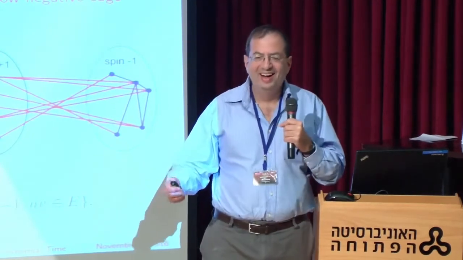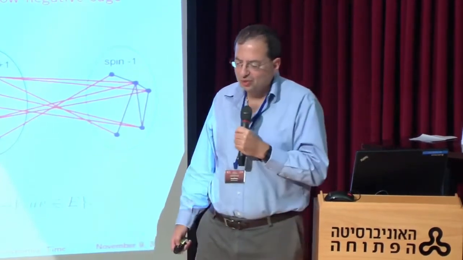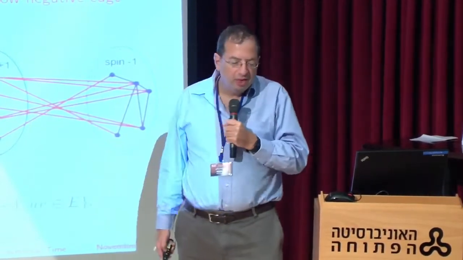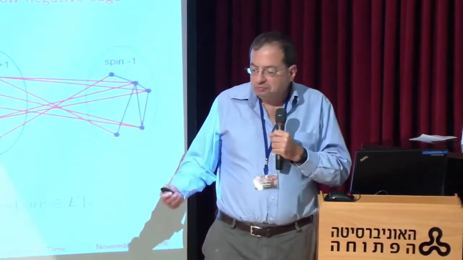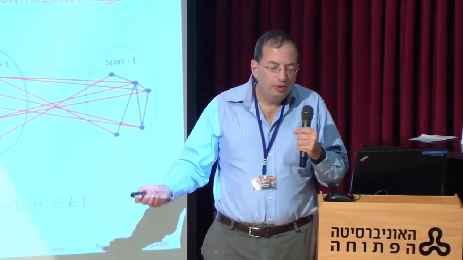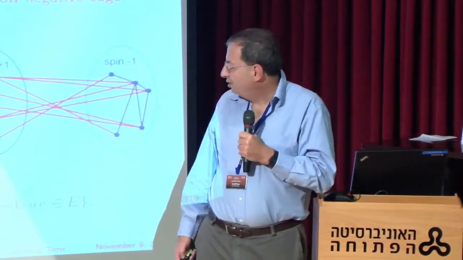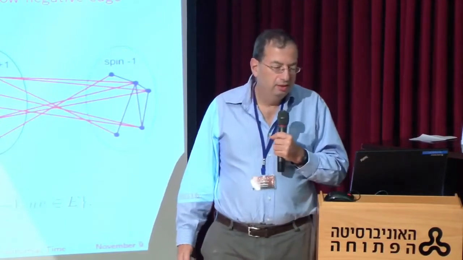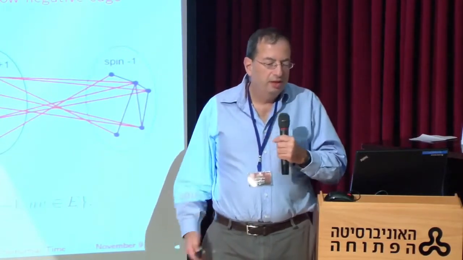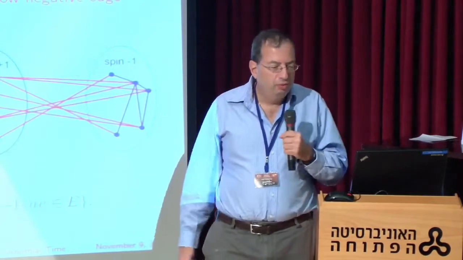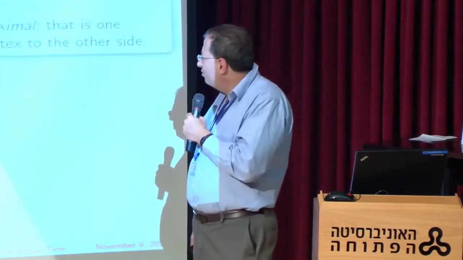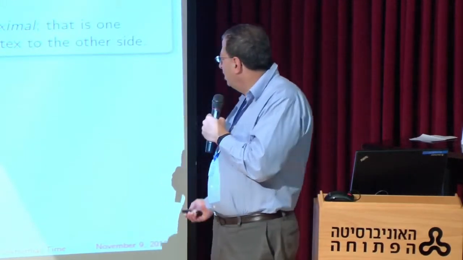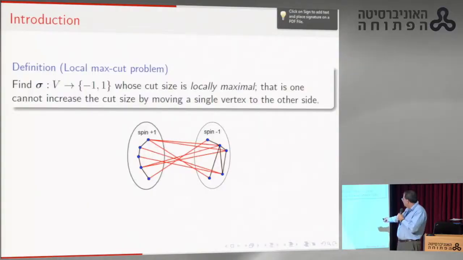Please? Greedy, also known as flip. So choose a vertex in some way. If you can move it to the other side and increase the total weight, then do it. Otherwise, look for another vertex. If there's no vertex that you can move and improve, well, you've reached the goal. So it sounds very simple. This is what we're looking for, a local max cut.